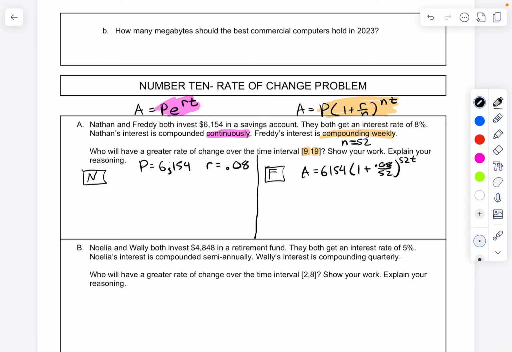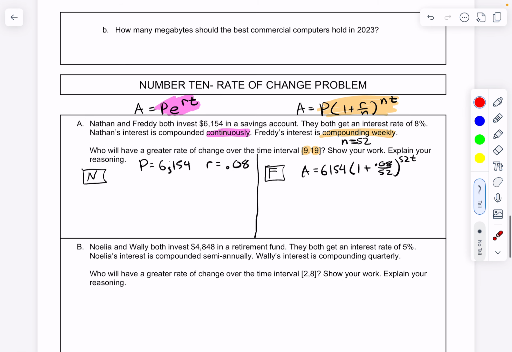Hey everybody, gonna try to go over this problem so y'all can have a good example. Okay, so what we have is a word problem, and it's asking you to basically, you've got two people, Nathan and Freddie. They both invest this amount. All right, so both of their principals are this amount for Nathan and Freddie.